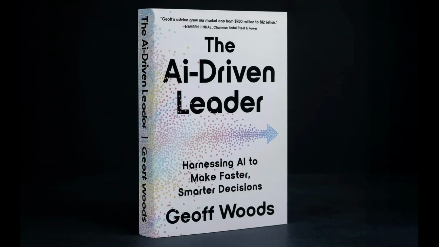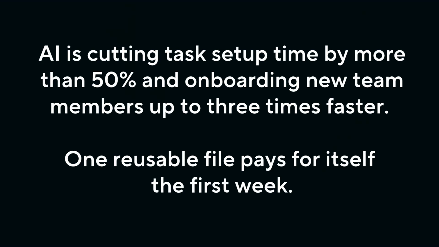Before typing a prompt, they train their workforce to align and clarify goals, map out decisions, and run strategic what-if scenarios. Those simply using structured context files instead of ad hoc prompts report cutting task setup time by more than 50% and onboarding new team members up to 3 times faster. One reusable file pays for itself the first week.